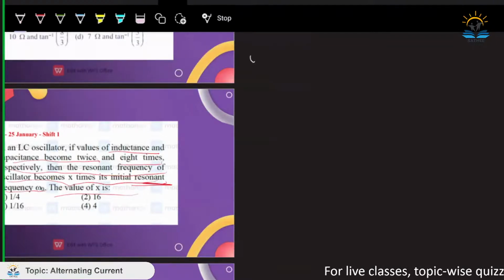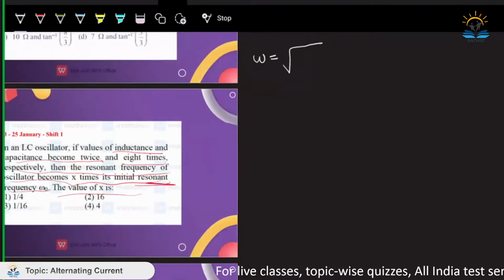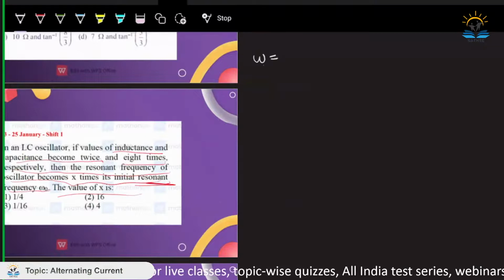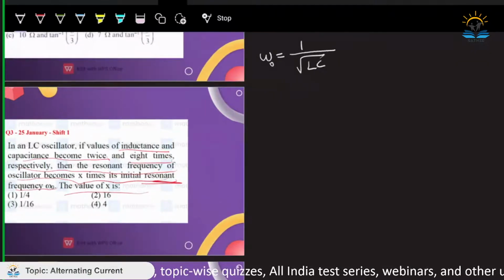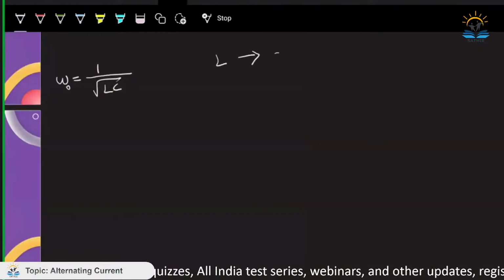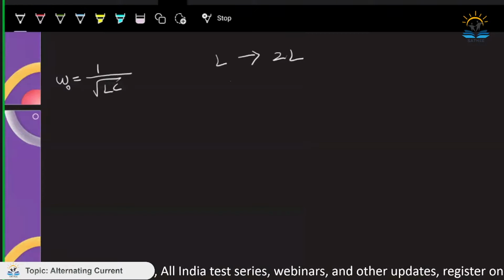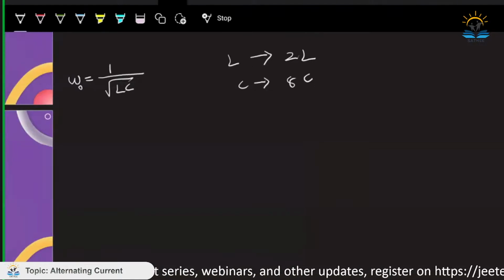So the initial resonant frequency omega naught is equal to 1 by root LC. Okay. In the question they're saying inductance is doubled, so the new inductance is 2L. And capacitance is 8 times. Capacitance is 8 times.